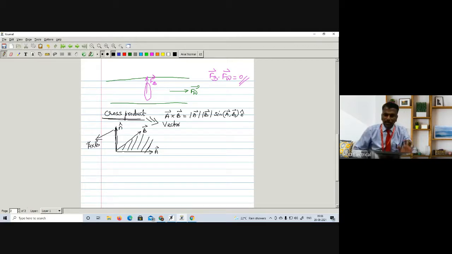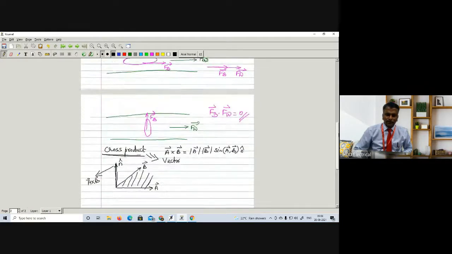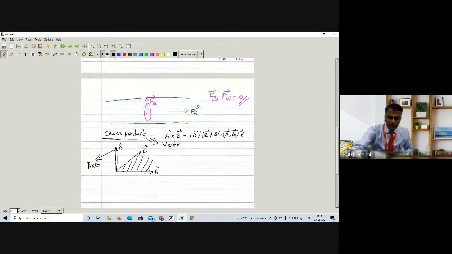For example, I am going to explain the same boat concept here. If this angle is theta, we can write A vector cross B vector equal to the magnitude of A vector times the magnitude of B vector times sine theta times n cap. This is the vector quantity.